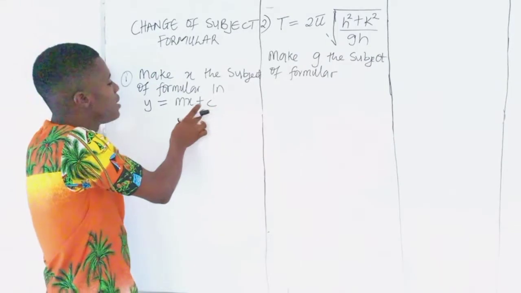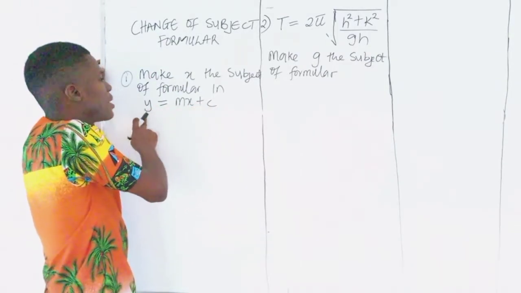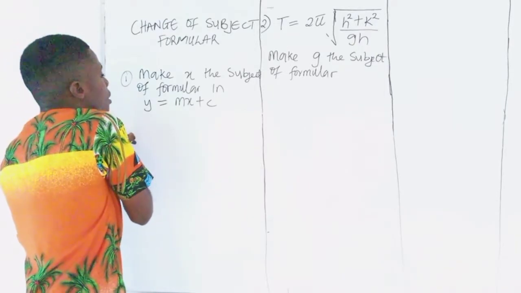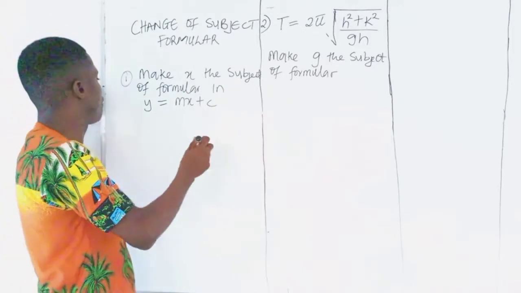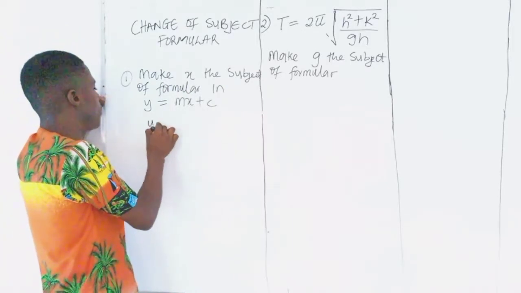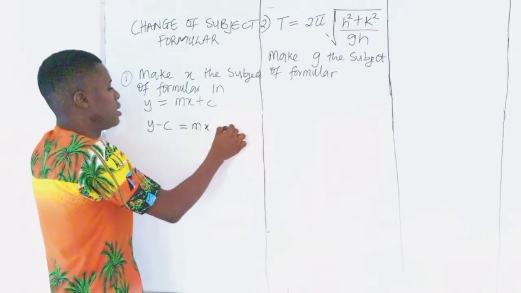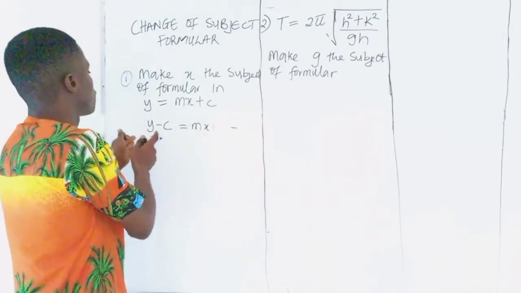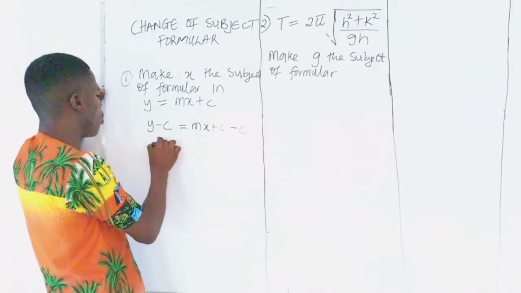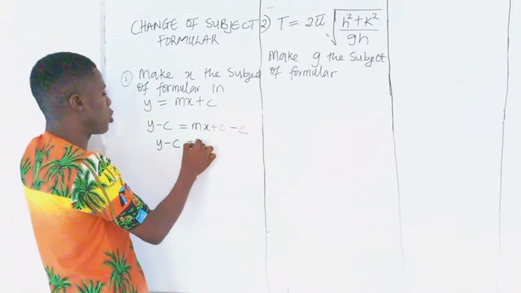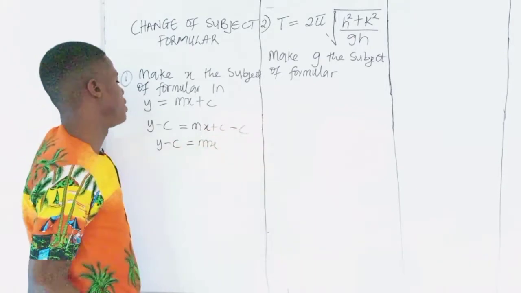If you observe this, they are adding c here. So for this c to move to the left hand side, I need to subtract c on the left hand side and on the right hand side. At this point, you can see that y minus c is equal to mx plus c minus c. So I have subtracted c from both sides, and you can see that y minus c is equal to mx. The reason is that c minus c is 0.